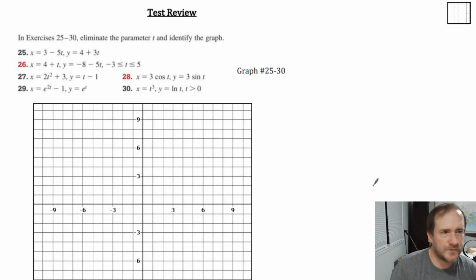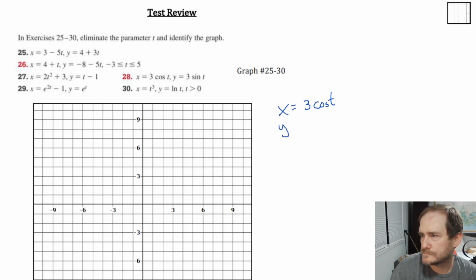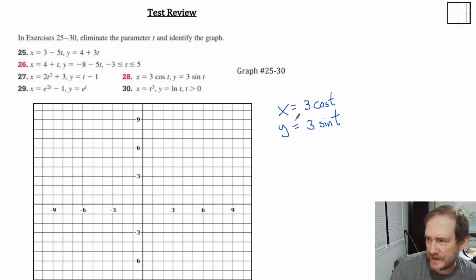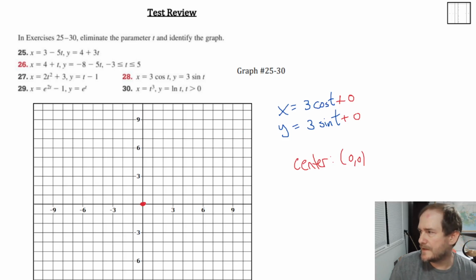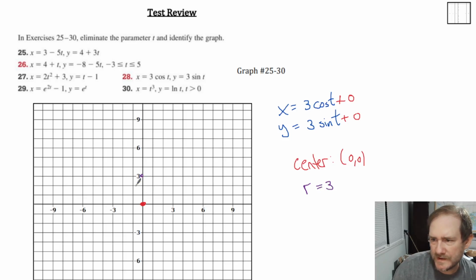Okay, we should definitely do 28. Although 28 is probably a piece of cake. I'd like to think by now that most of you guys just have it memorized, that this is going to be a circle, because it's cosine sine, the coefficients are equal, this thing's a circle. There's technically a +0 and a +0. Those numbers on the end give you your center. So we're centered at the origin, and then the coefficient is our radius. So just go up 3, down 3, left 3, right 3.